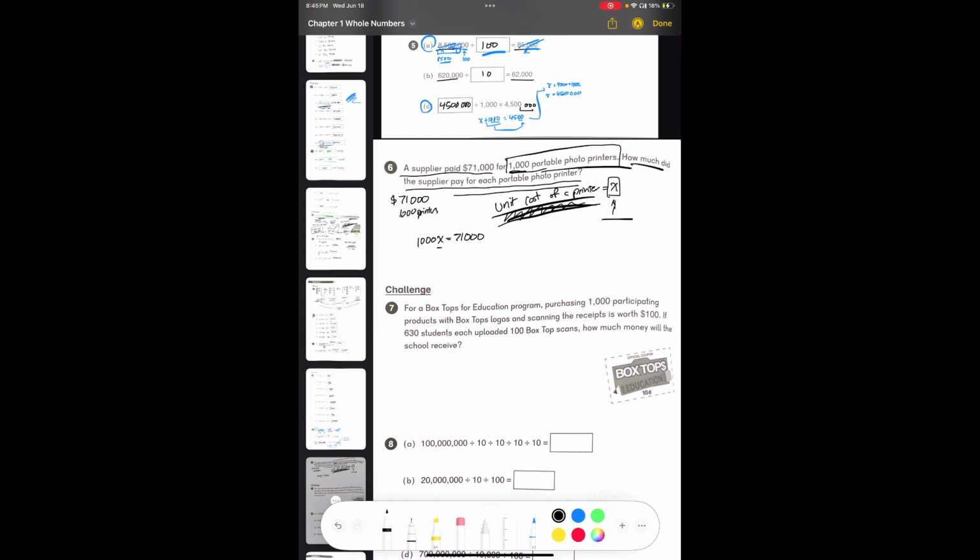So 1,000 times x equals 71,000. This real quick means times. It's a dot, not this.